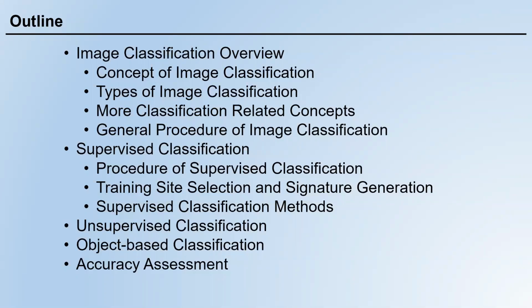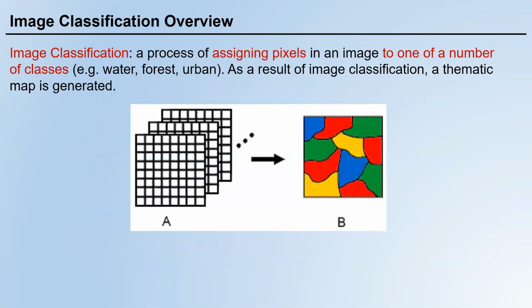After that, more concepts we're going to use in the introduction of classification will be introduced first, and then a general procedure of image classification. In the second part of the lecture, I'm going to introduce supervised classification, then third part, unsupervised classification, and then a little bit about object-based classification. And eventually, usually after image classification, we need to do accuracy assessment to address how accurate this classification method is for a specific remote sensing image. Okay, let's get started with basic concepts.